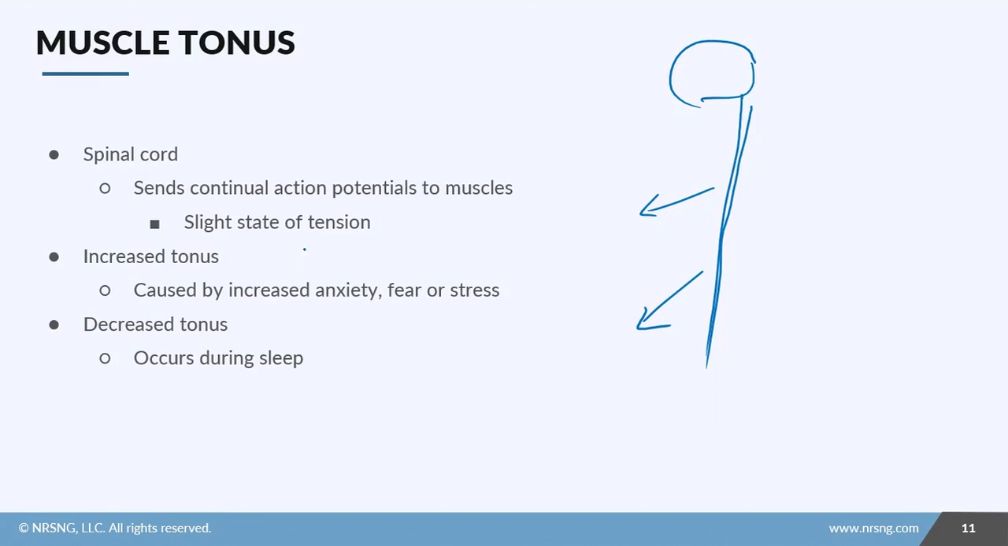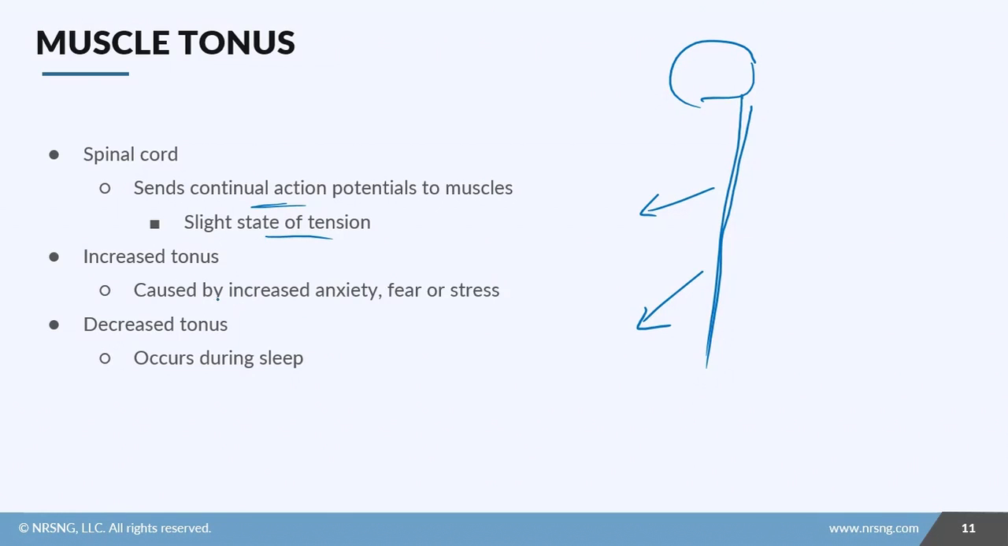So the spinal cord is going to constantly send out these continual action potentials to muscles, and it helps keep us upright, right? So we have this slight state of tension in all of our muscles all the time for them to be on the ready to move. So if we know we're going to grab something, our body can automatically reach over and do it. If we feel ourselves start to lean forward, we know that our back muscles can try to pull us back and keep us up in space.